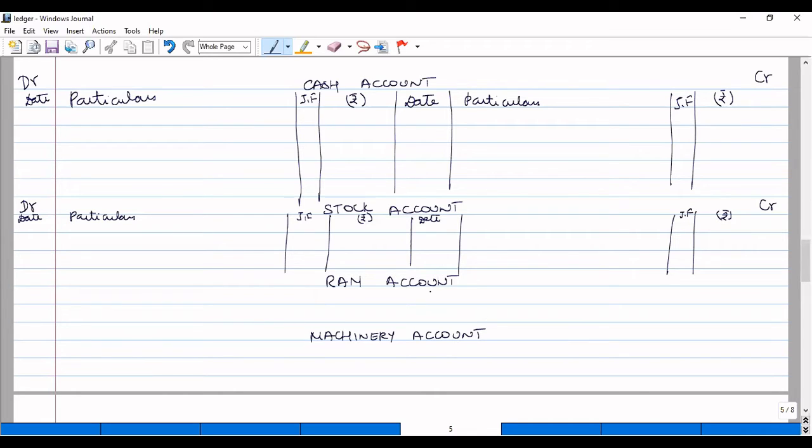Okay, so I'm just not going to write for Ram account and machinery account because we have only one opening entry given for this. So we'll just continue with it.